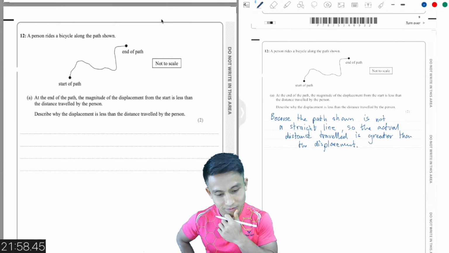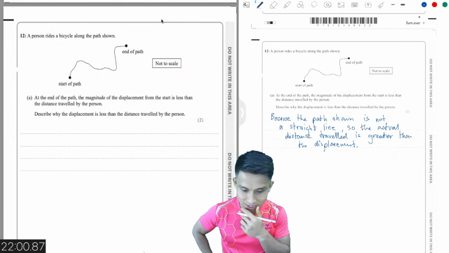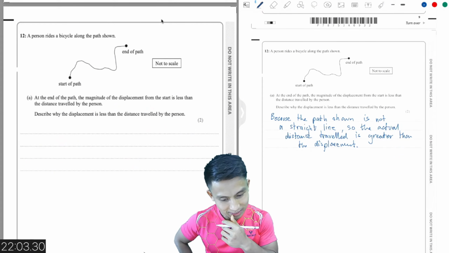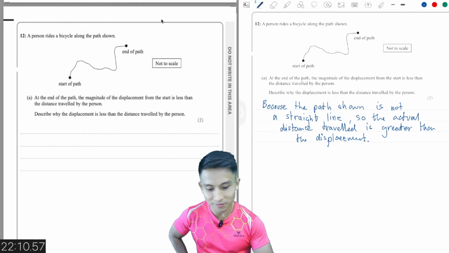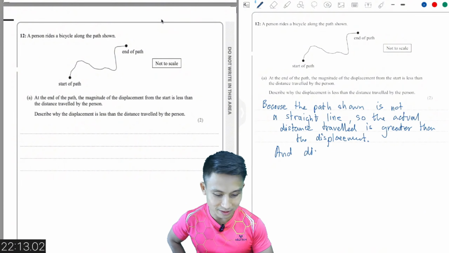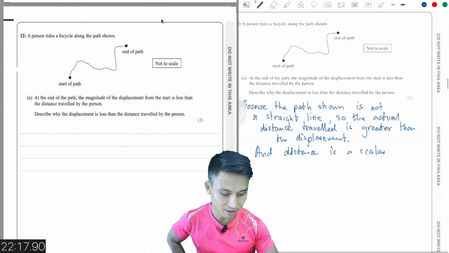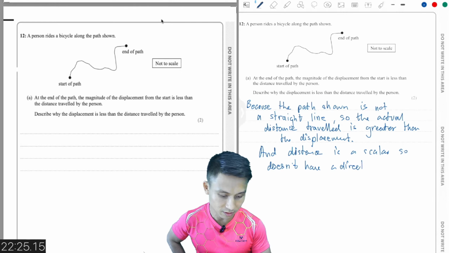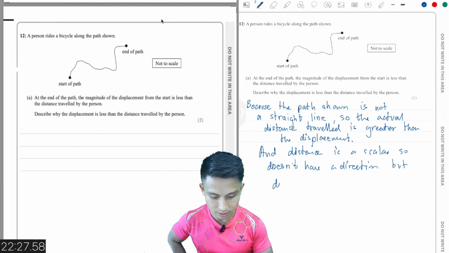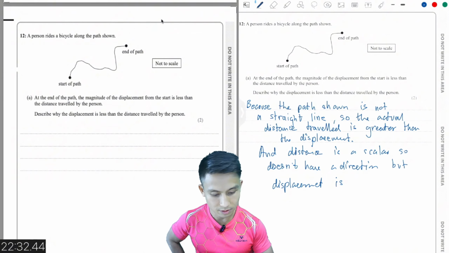Being 2 marks here makes me think the magnitude matters. I probably have to say that distance is a scalar quantity, so it doesn't have a direction, but displacement is a vector.